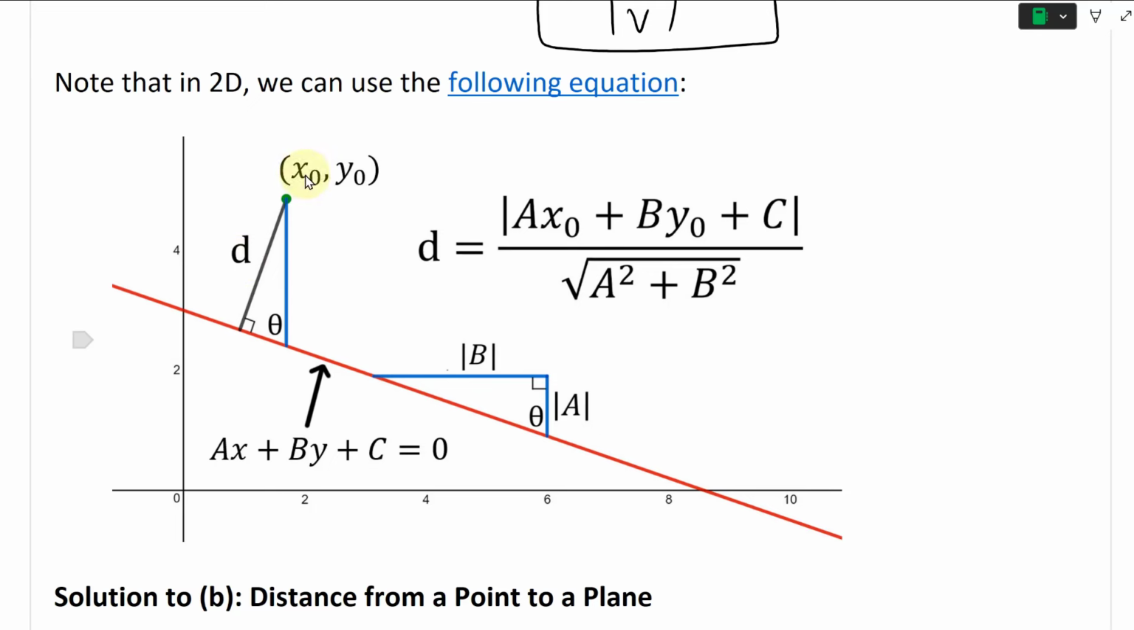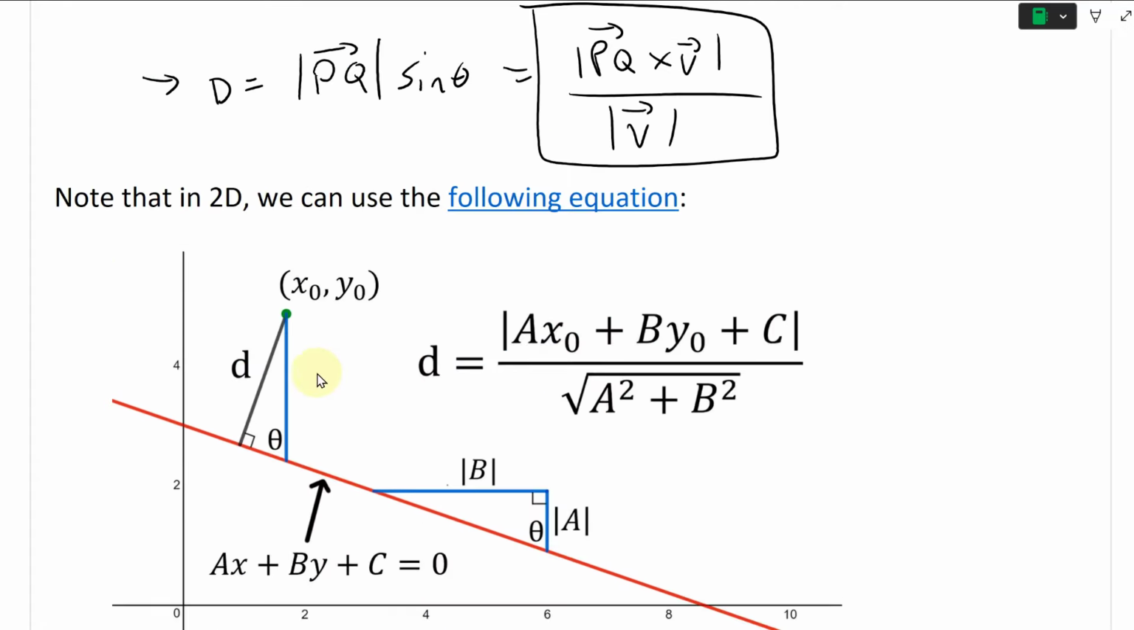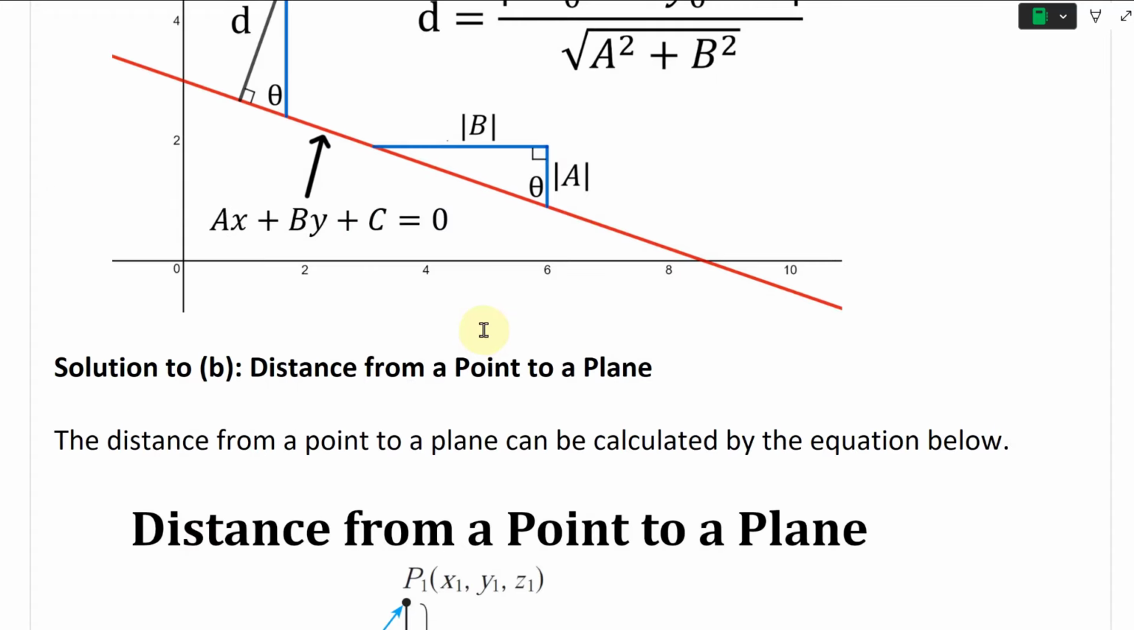So the distance from x naught, y naught to this line is going to be this formula over here: distance equals the absolute value of a x naught plus b y naught plus c, divided by the square root of a squared plus b squared, where again a x plus b y plus c equals 0 defines this line, and a and b govern the slope of this line. Yeah, so that's a pretty epic equation, so make sure to watch that video. All right, let's go further.